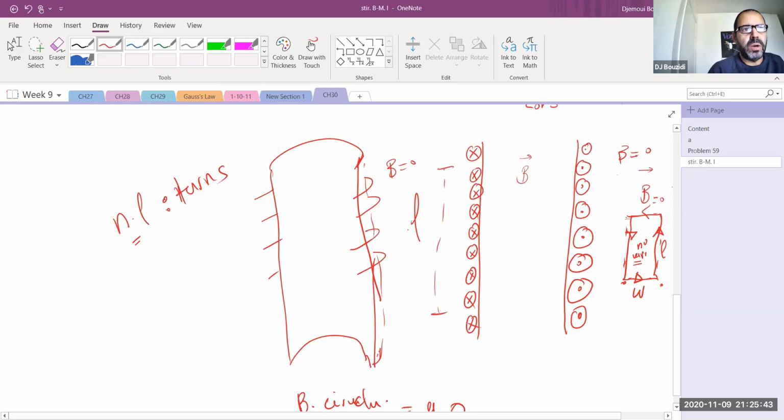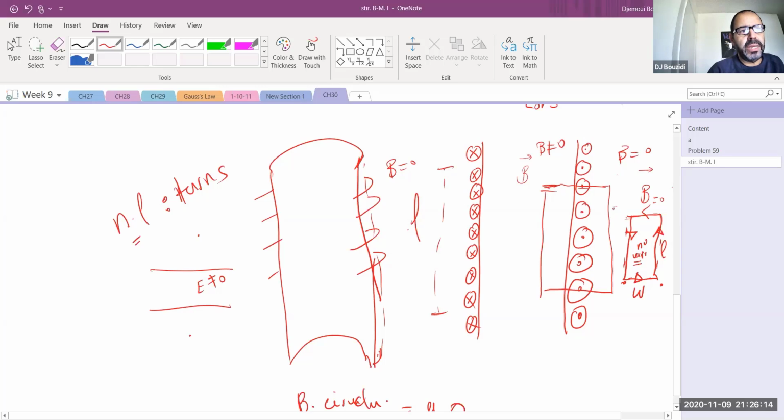So the magnetic field is 0 outside. This is similar to the capacitor, where we argued that the electric field outside is 0, but the inside is not 0. This is the same thing. This device, as long as it's a long one, is going to trap the magnetic field inside between its plates. So B is not equal to 0 inside, and B is 0 outside. So let's take now an Amperian loop that is like this.